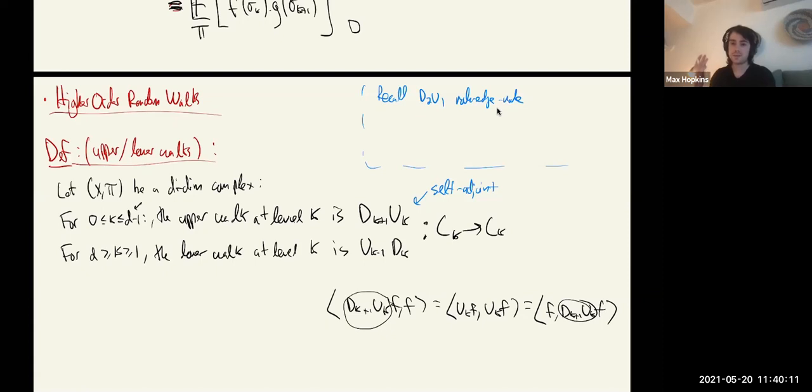In particular, this means that it's diagonalizable, it has eigenvalues, it has all the good stuff that we want. This is basically the generalization of being stochastic and symmetric that we had before.